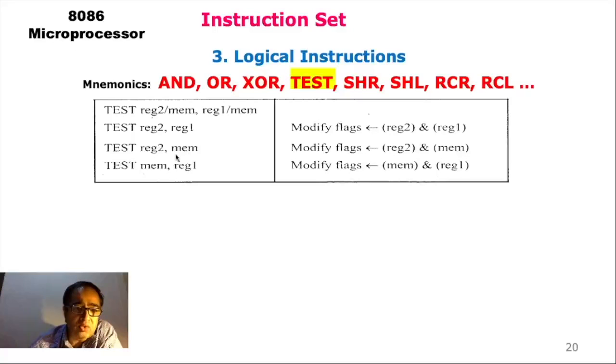Coming to test. Test actually doesn't do anything but modify the flags. It is important to understand that the result is not important, so it is discarded, and only the flags are important. Therefore, the flags are modified using the test.